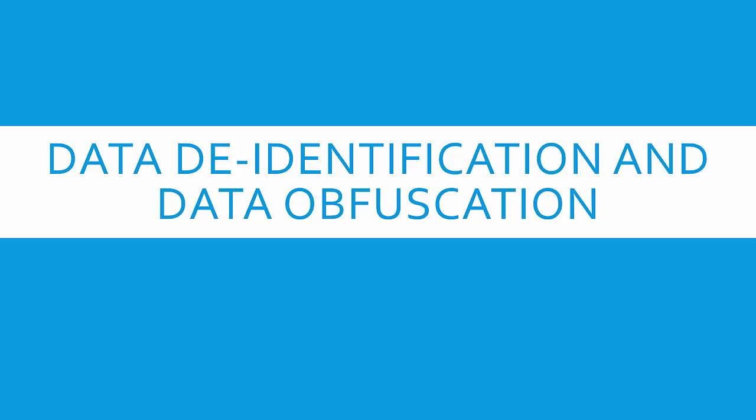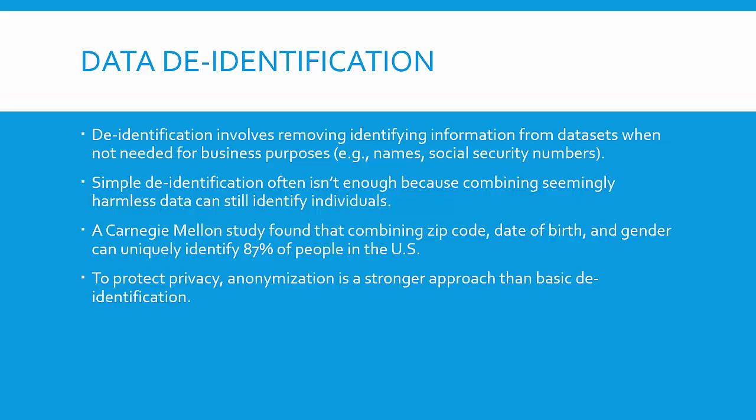Both de-identification and obfuscation are important tools for protecting data privacy, and the right approach depends on whether re-identification is needed and the sensitivity of the data being handled. De-identification involves removing identifiable information like names or social security numbers from data sets when it's not needed for business purposes.